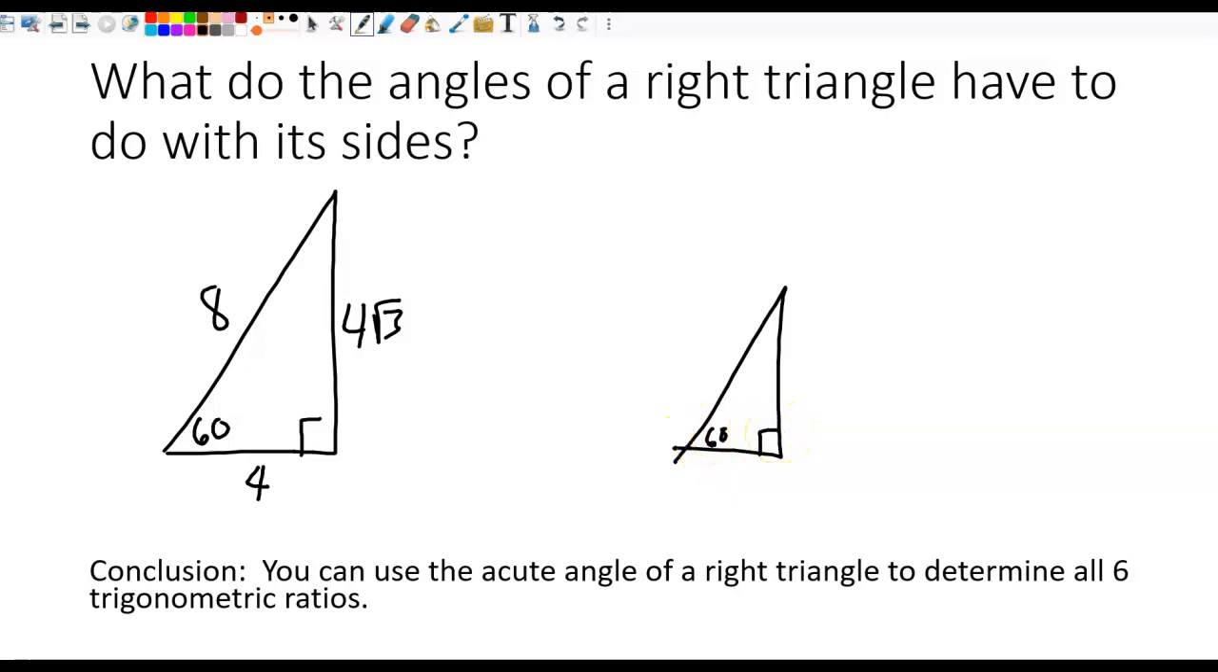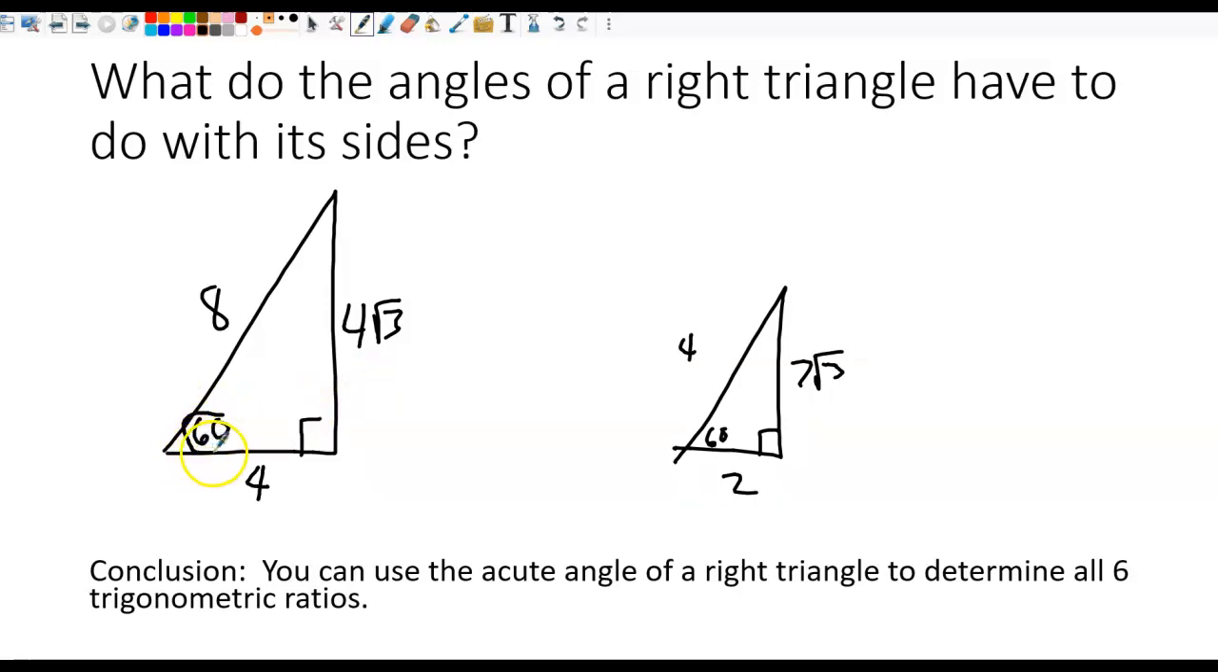Okay. This time I'm going to tell you that the sides are 2. The short side is 2. So what would the hypotenuse be? It would be 4. And what would the long leg be? It would be 2 radical 3. So even though these two triangles are completely different, I want you guys to notice something interesting about this.